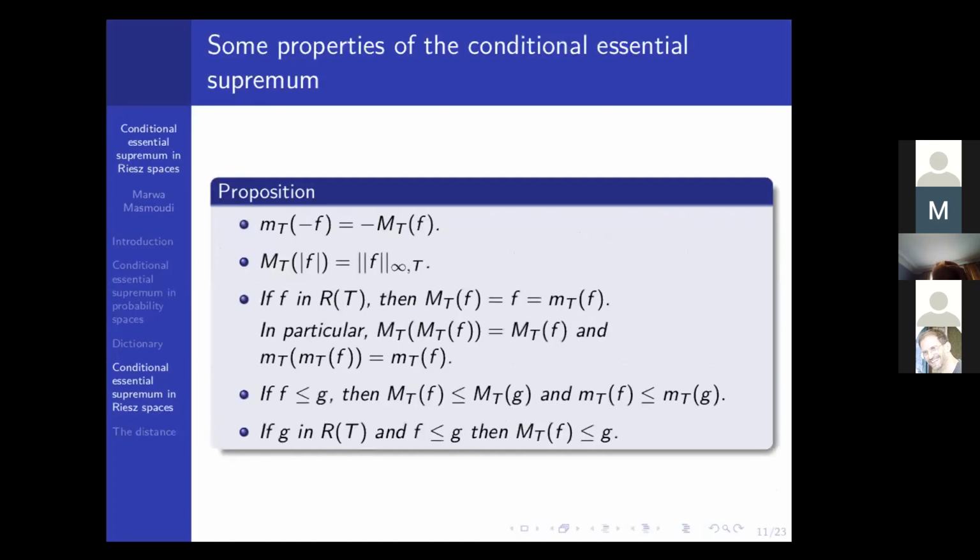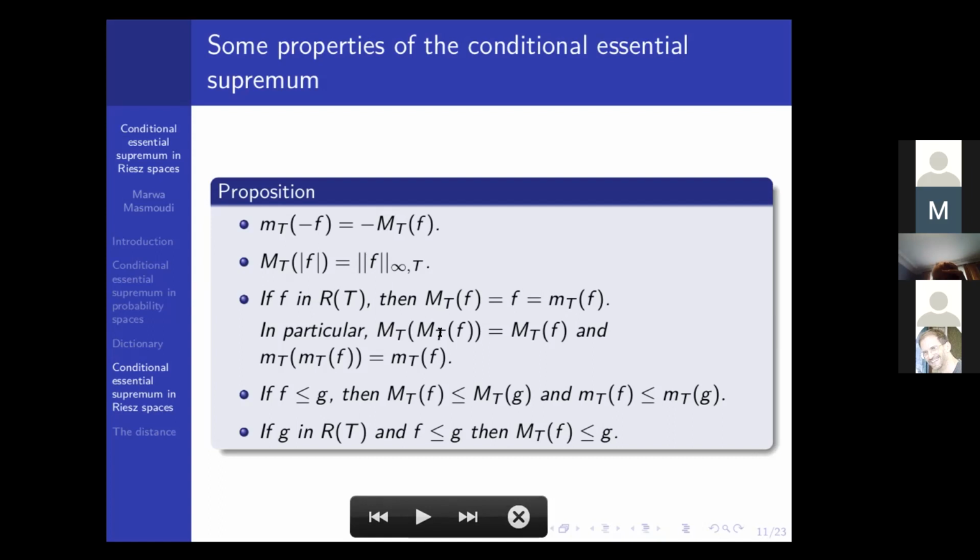The conditional essential supremum enjoys many properties. The conditional infimum of minus F coincides with minus the conditional supremum of F. The conditional supremum of the absolute value of F corresponds to the infinity norm given T of F defined by Azouzi and Trabelsi. So if F belongs to the range of T, then F is equal to its conditional supremum and infimum.